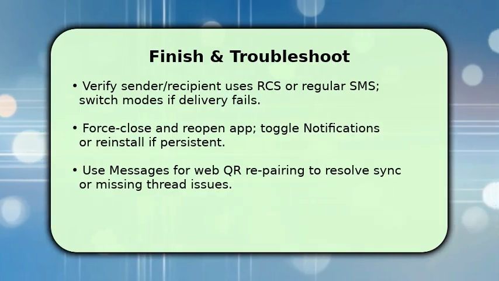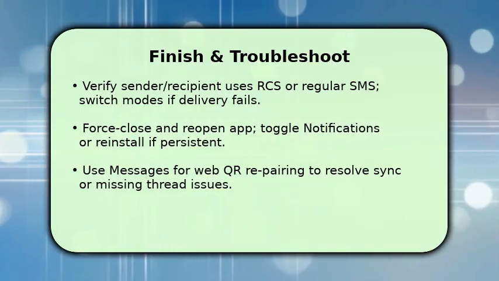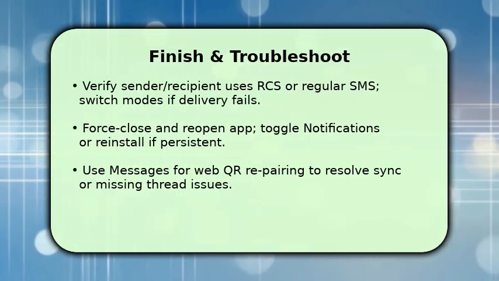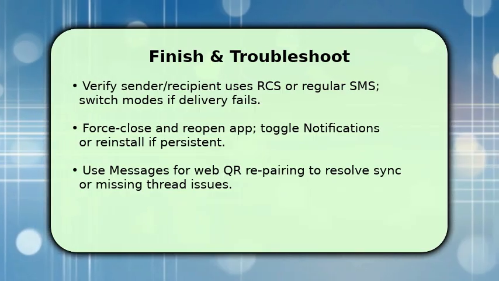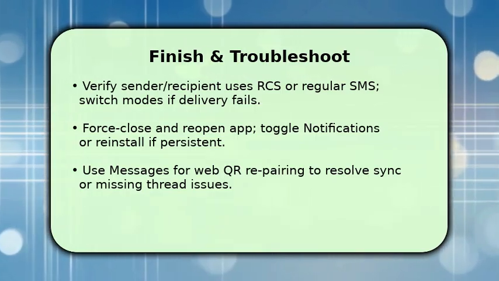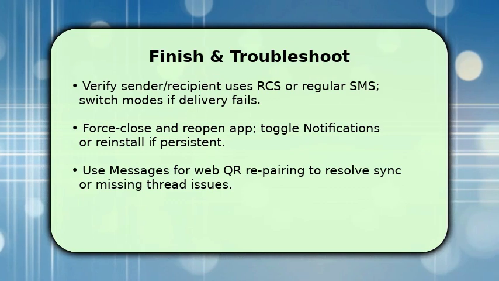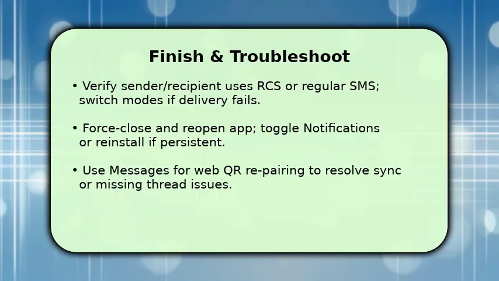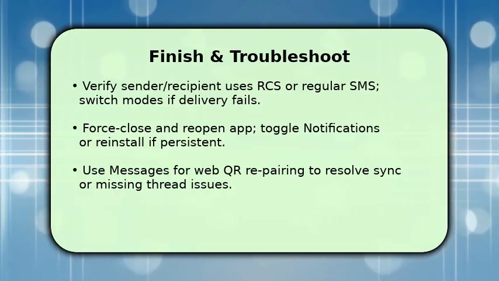If syncing or notifications misbehave, force close the app, toggle notification or contact permissions, and, if needed, reinstall to reset settings. One key troubleshooting tip: repair messages for web via QR to refresh sync. This often fixes missing threads or failed cross-device delivery without losing conversations.